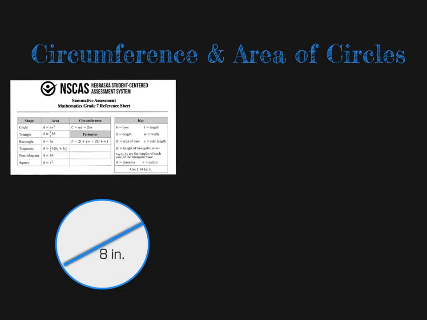To find the circumference and area of a circle, I simply start by writing down the appropriate formula. For example, for finding circumference first, I go over to my reference sheet, and I see that circumference of a circle is equal to pi times diameter. Once I copy the formula, I simply substitute the values that I need.